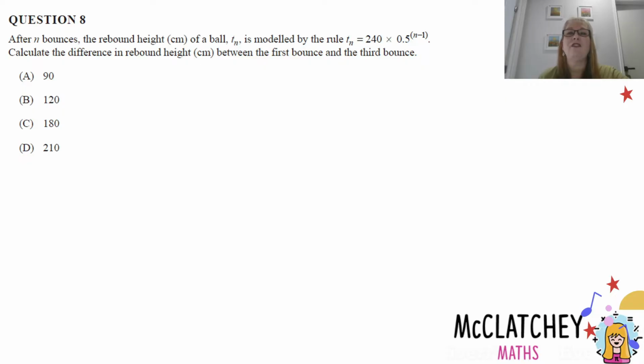Okay, let's have a look at our first sequences question. After n bounces, the rebound height in centimetres of a ball, Tn, is modelled by the rule Tn equals 240 times 0.5 to the power of n minus 1. Calculate the difference in rebound height in centimetres between the first and the third bounce.